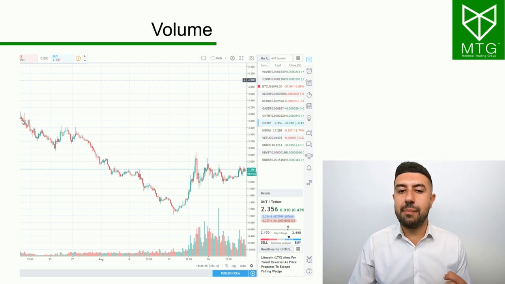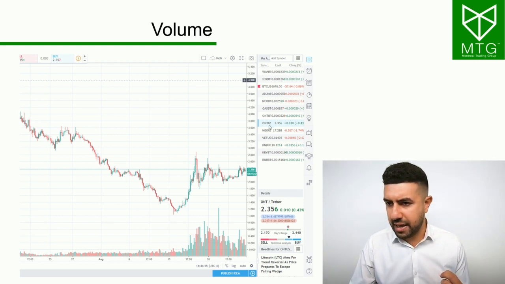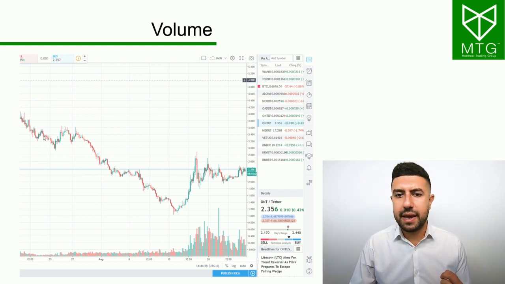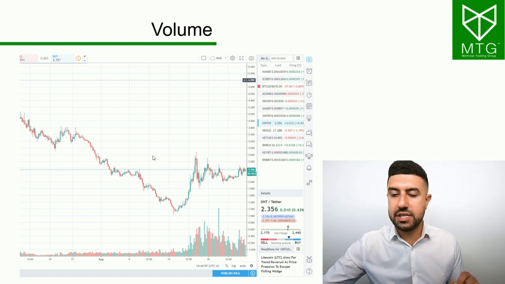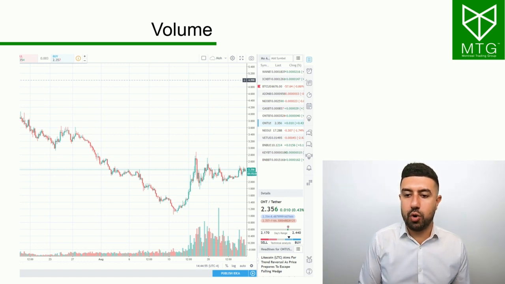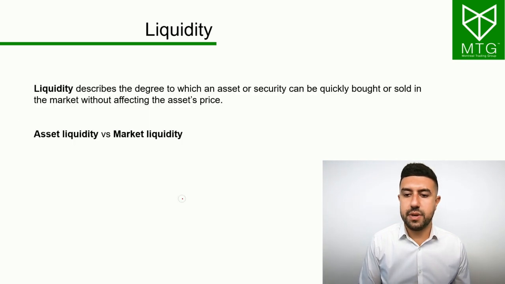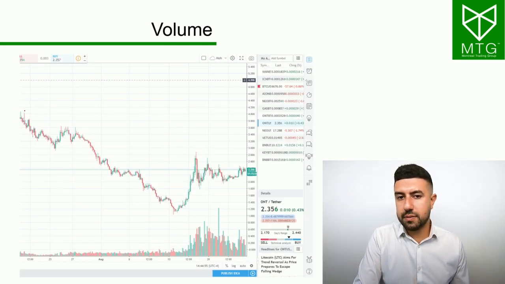So for example, if we're looking at a coin here, in this case Ontology, I believe, and it's in a downtrend. Now, what did we say is required for a change in trends? What's required is for a lot of people, or an equivalent force, to come in and push it in the other direction.